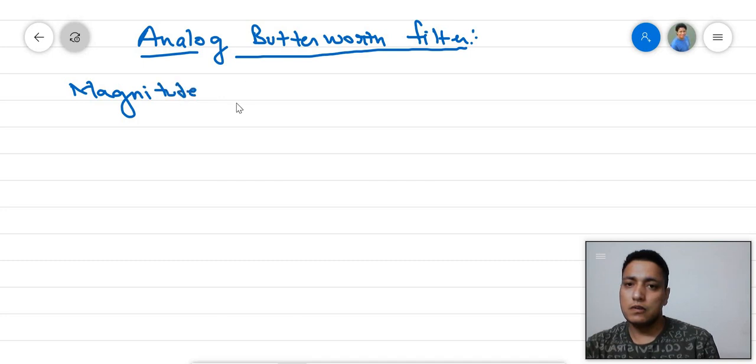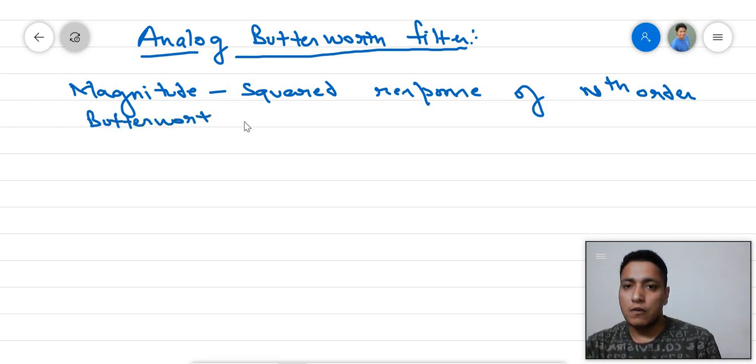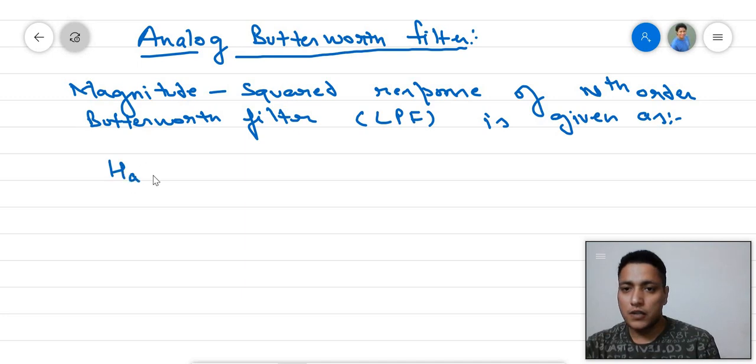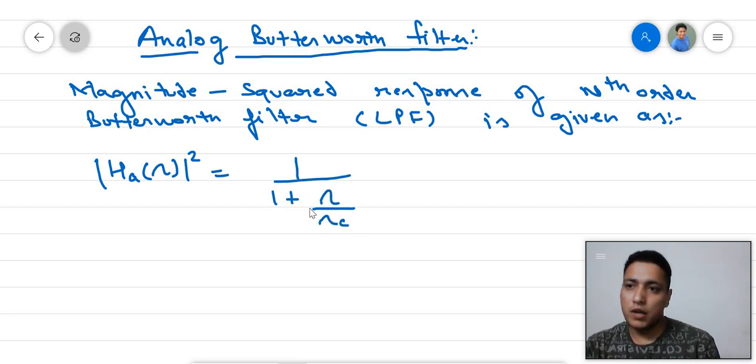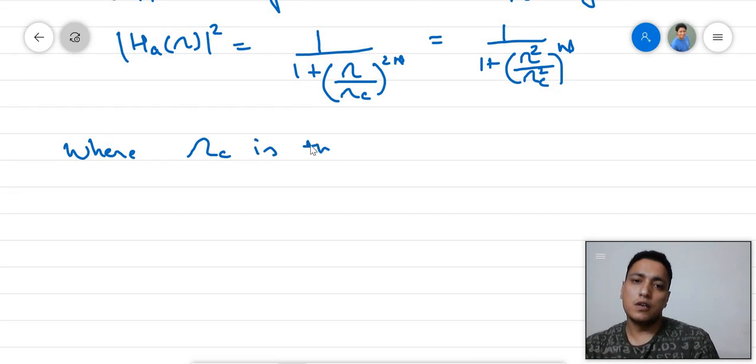The magnitude squared response of an nth order Butterworth filter for a low pass filter is given as |HA(omega)| squared equals 1 over 1 plus (omega over omega c) to the power 2n, and sometimes written as 1 over 1 plus (omega over omega c) squared, to the power n, where omega c is the 3 dB cutoff frequency.